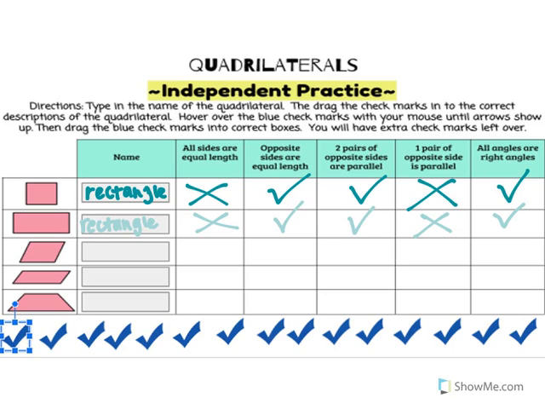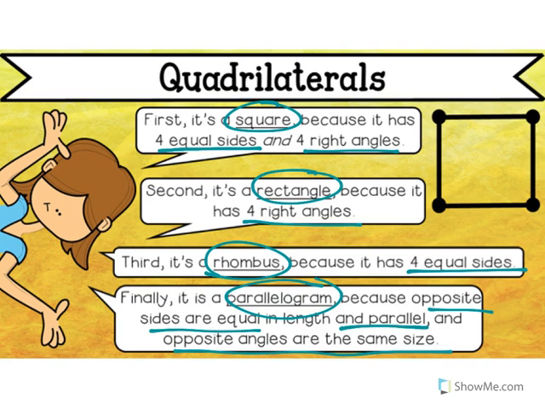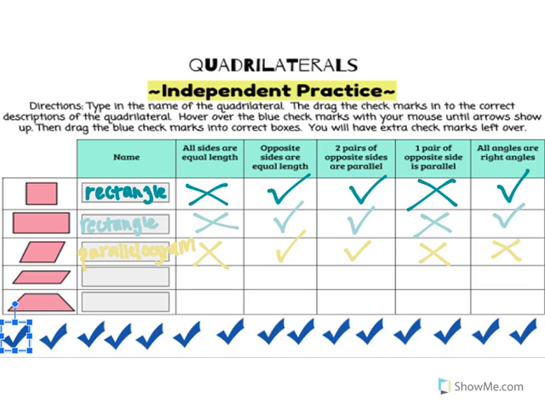Okay, look at this one. Are all sides equal length? No, they're not. Are opposite sides equal length? Yeah, they are. Are two pairs of opposite sides parallel? Yes. Are one pair of, nope. Are all angles right angles? Nope. So this has to be a parallelogram. I can't read. I can't do it now all of a sudden. Parallelogram. Let's check real fast. I feel like I spelled that wrong. Nope, I spelled it right.